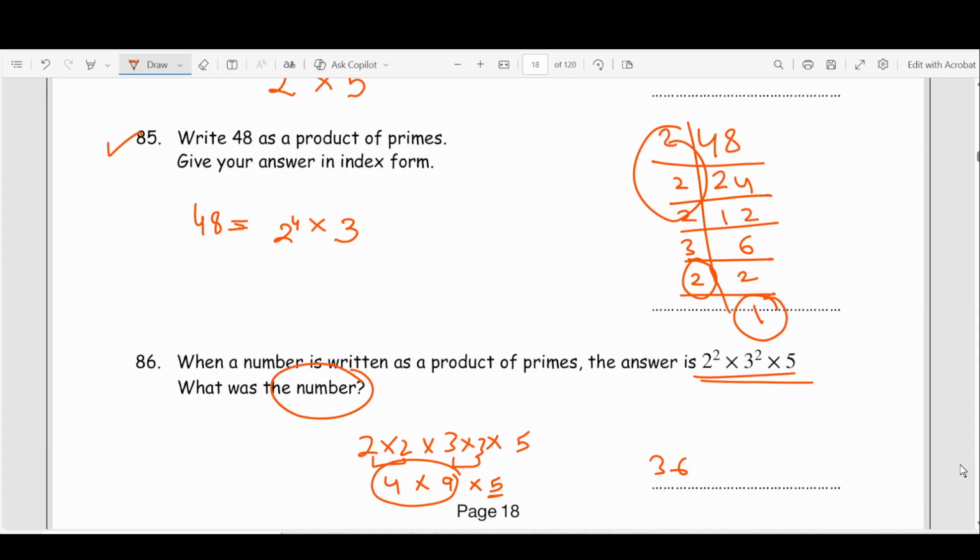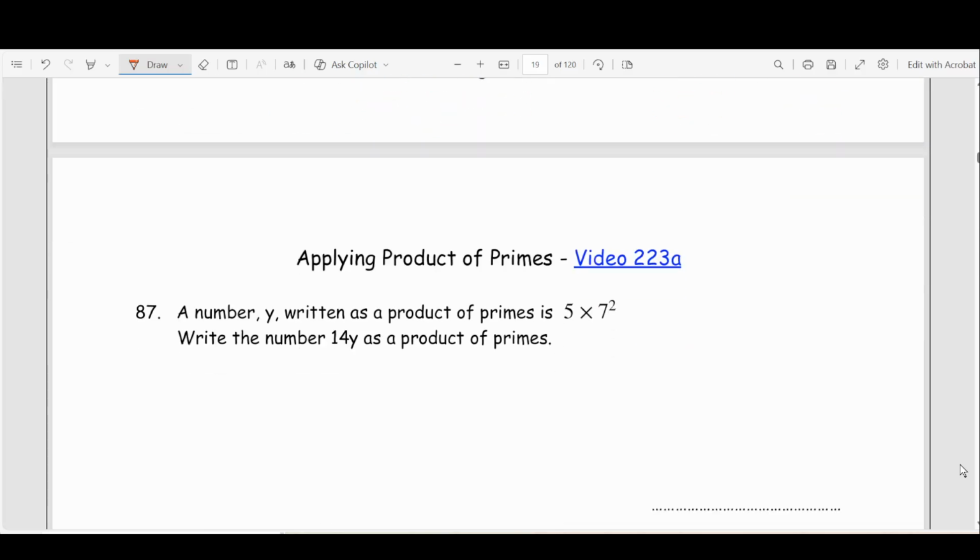And then we have 5. So 36 times 5. If we just do this, 6 times 5 is 30, 5 times 3 is 15, plus 3 is 18. So we got 180. That's our number. Clear? Mm-hmm. Very good.